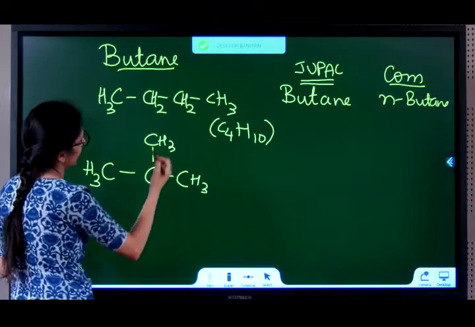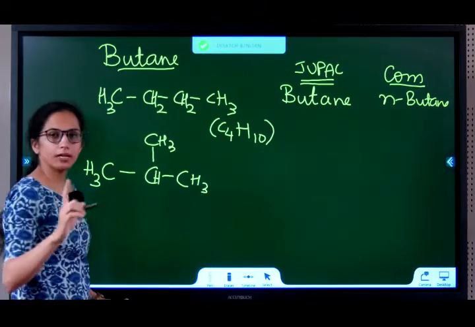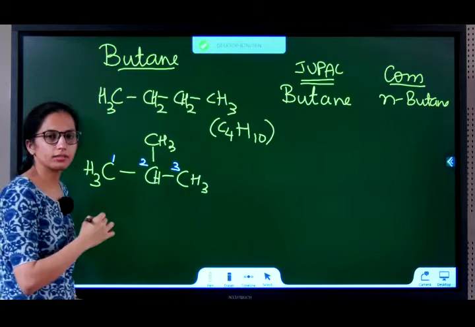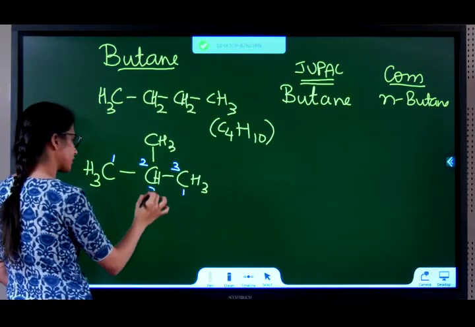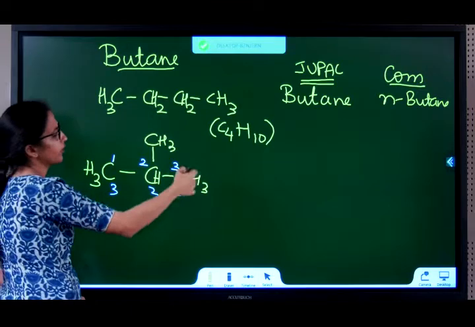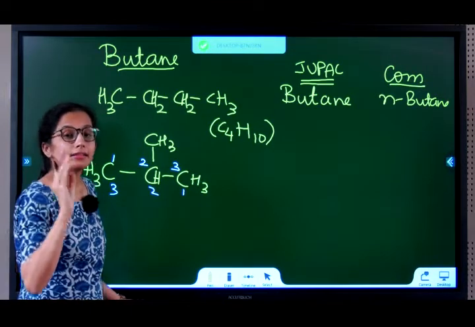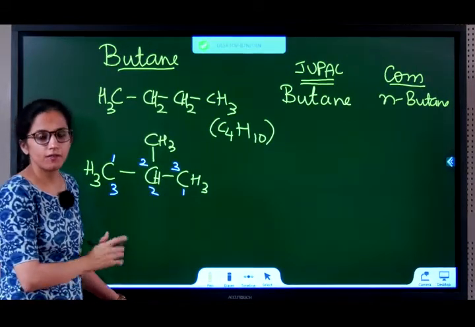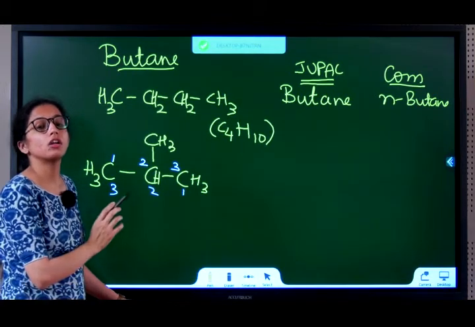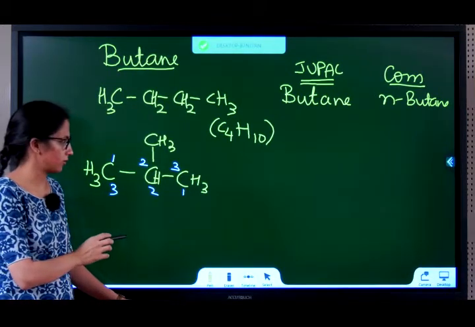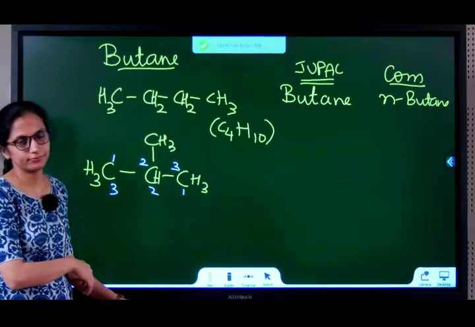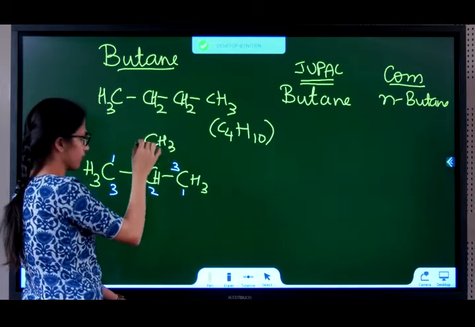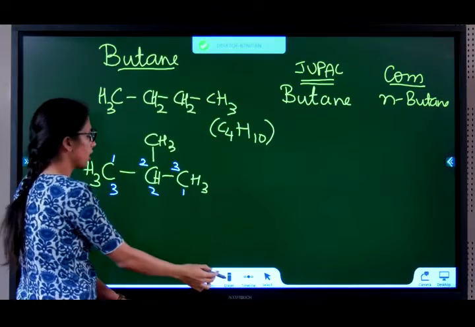3, 3. Please observe. Root word means select the longest carbon chain. Longest carbon chain is 1, 2, 3. You can number like this also, from left to right or right to left. Which one will be correct? The numbering which gives the lowest number to the additional group is correct. Whichever numbering gives the lowest number to the attached group, that numbering is correct. Here both give 2, so you can select any one.